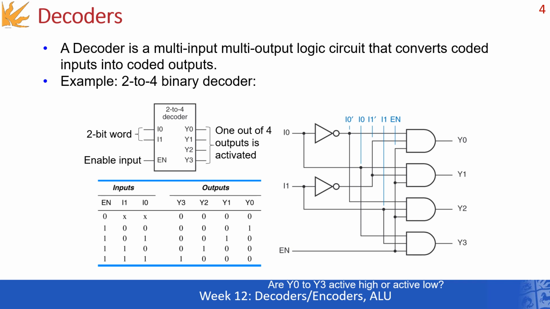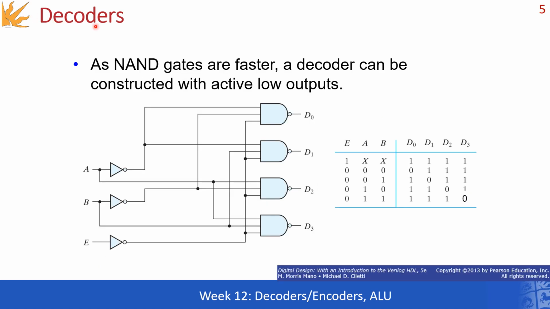The answer to this question is that only one of these outputs will be active high based on the combination of inputs present when the decoder is enabled. In other words, this means that the decoder detects a particular code only. As we have said in the past, NAND gates are generally faster. Therefore, a decoder can be constructed with active low outputs. The only thing you need is to negate the result of the AND gates at the end, which is why we suggest using NAND gates.